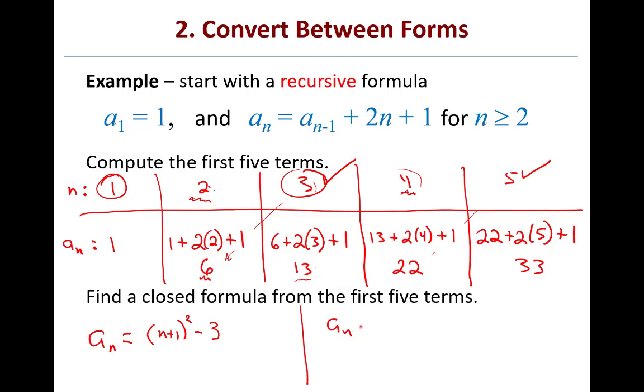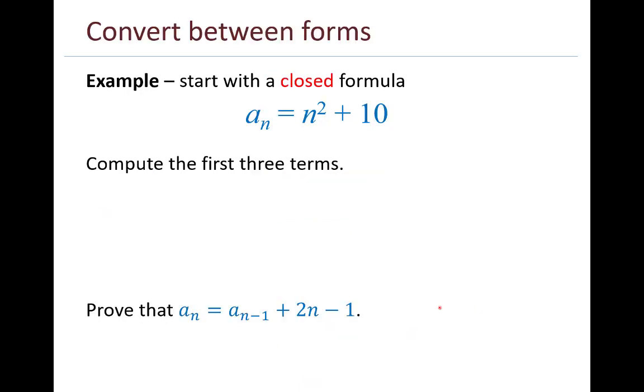a sub n is n times n plus 2, minus 2. And at this point, I will leave it to you to maybe algebraically work these two sides out and convince yourself that they really do equal the same thing. All right. Let's go in the other direction.